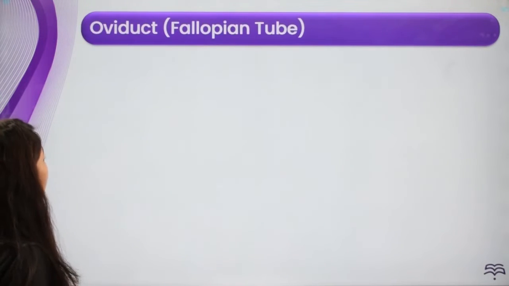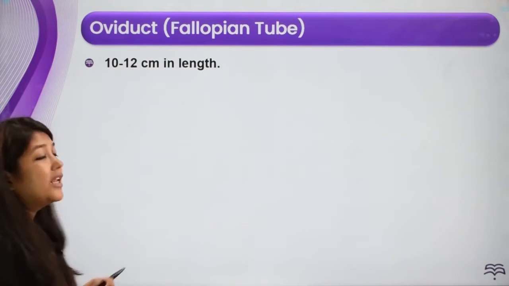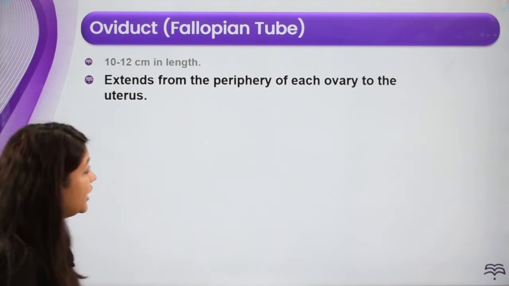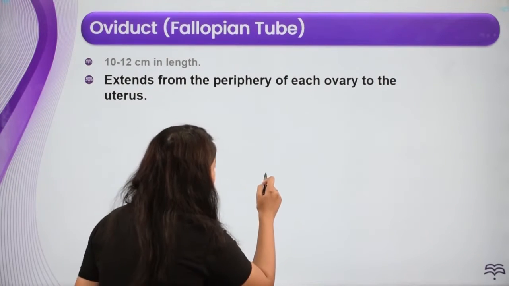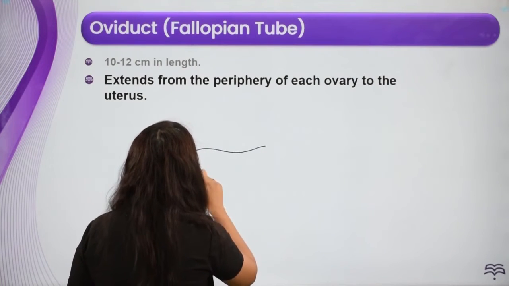Let's move forward now. Talking about the oviduct now. The oviduct is 10 to 12 centimeters in length and extends from the periphery of each ovary to the uterus. We had already seen that, this is the female reproductive system here.